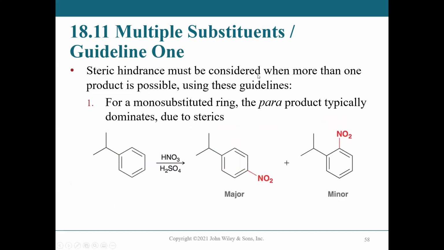So steric hindrance must be considered when more than one product is possible using these guidelines. For a monosubstituted ring, the para product typically dominates due to sterics. Then we're talking about ortho-meta-para. It says the para product typically dominates due to sterics. Remember, this is an ortho-para director, right? But this is going to occur at the para position. In this case, there's some sterics going on here. So this is going to be our major product.